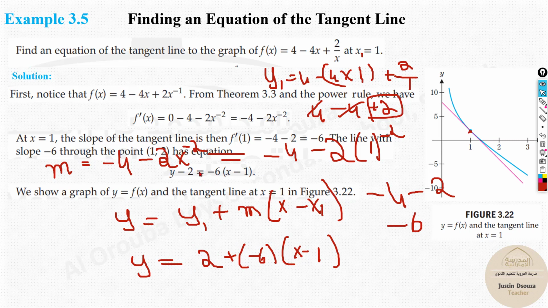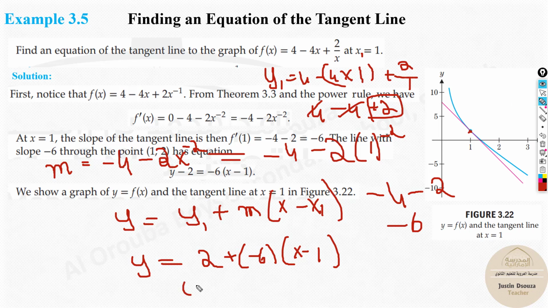Now, this is another form over here. The 2 is on the other side, and minus 6 times x minus 1. But generally in your exam, it's better you write this at the right side. Okay, this is one of the formulas, but the formulas can be different.